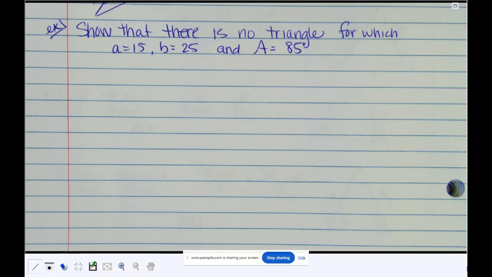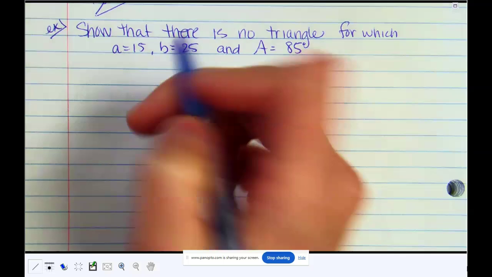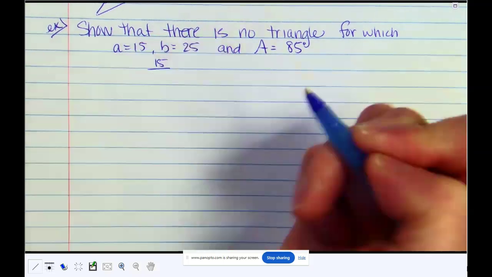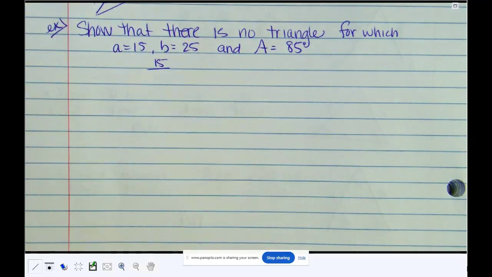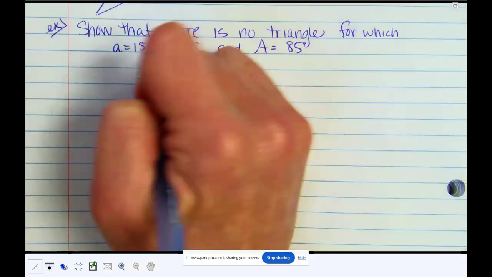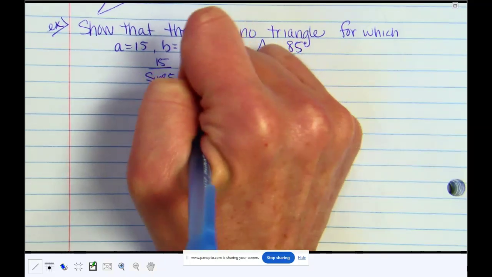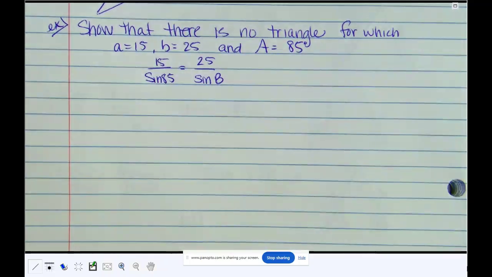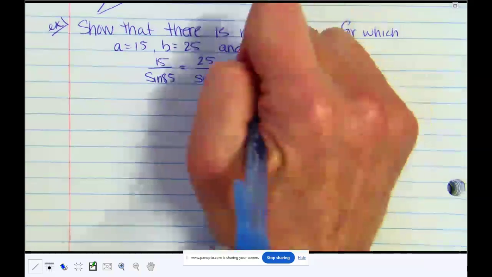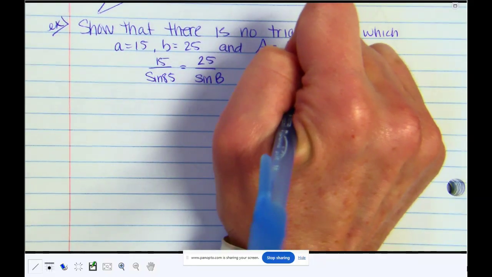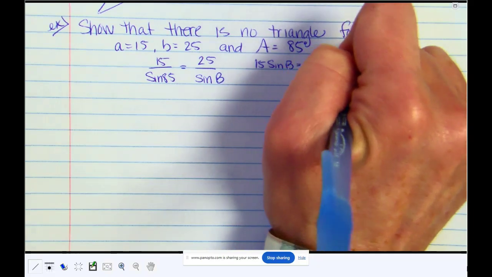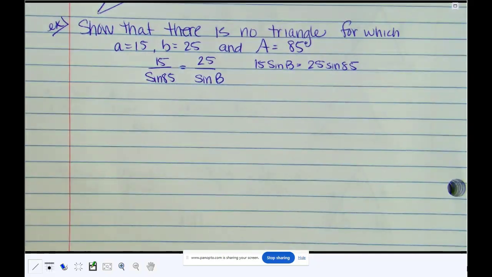And this is what happens if you try to do this. Notice I'm not drawing a triangle because there isn't a triangle that actually works. So I'm going to go 15 over what would be on the bottom of the 15, sine of 85, and so then that's got to be 25 over sine of b. Cross multiply: 15 sine b is equal to 25 sine 85. You can keep going. What do you have to do?